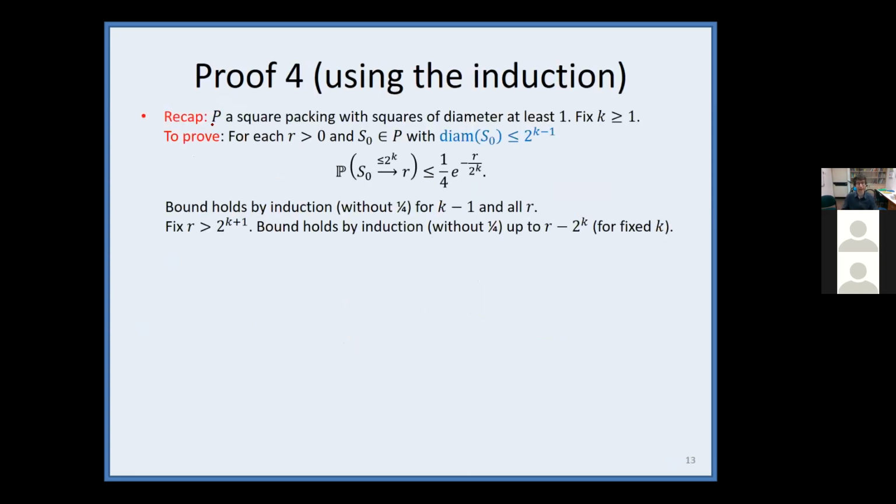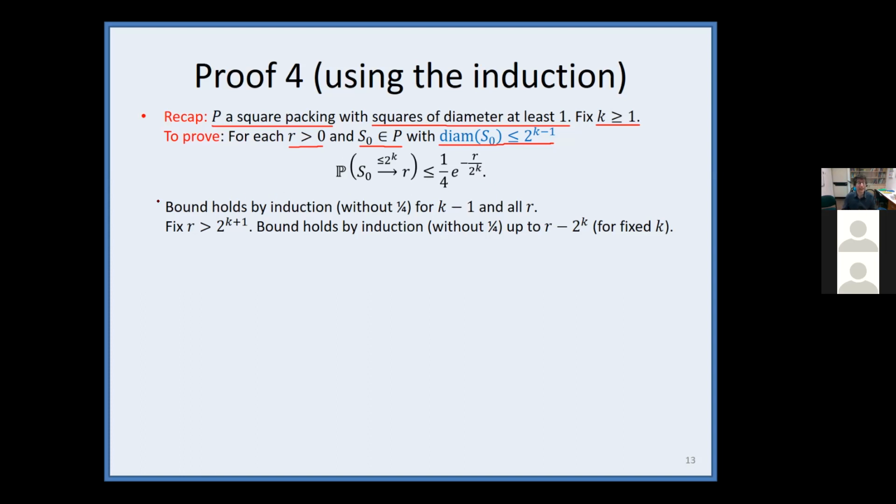So let us recap. You have a square packing whose squares have diameter at least 1, and you have some k at least 1. You need to prove that for any r and any S0, any starting square, and now I make the assumption that its diameter is at most 2 to the k minus 1, a little smaller, the chance to be connected to distance r by squares of diameter at most 2 to the k, is at most 1/4 e to the minus r over 2 to the k. This is what we need to prove.